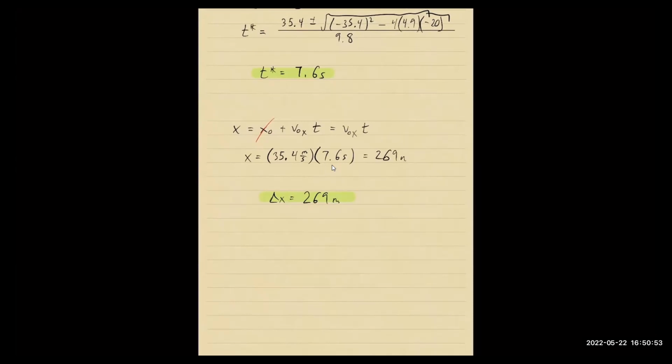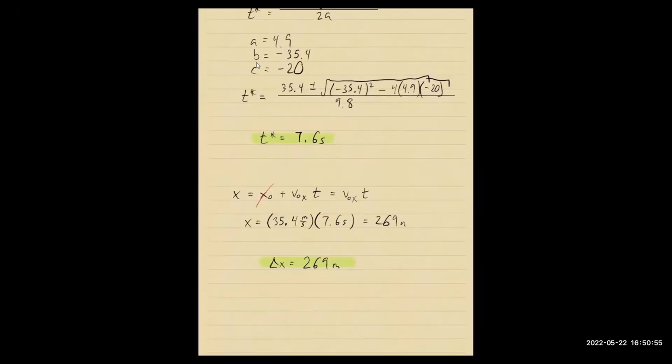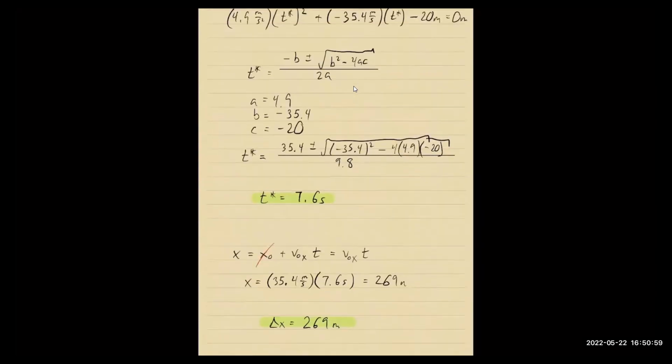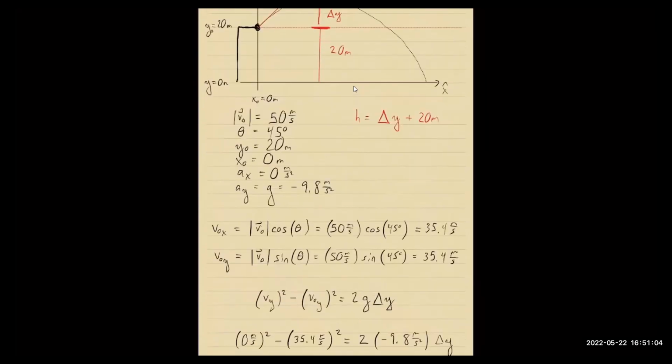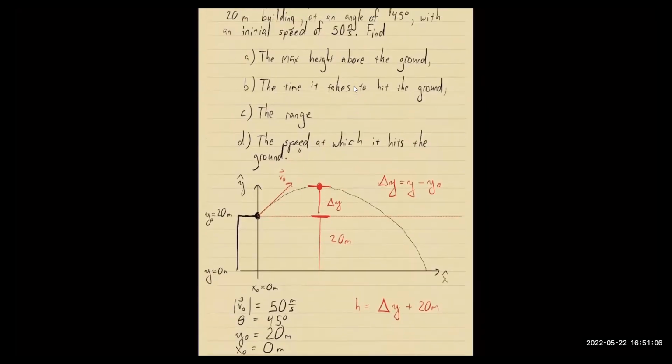Usually the hardest part about projectile motion problems is figuring out the time of flight, because you have to do the quadratic formula. But otherwise, it's really not too bad. Once you get past that part, all the hard work is done. All right, so that's part C.